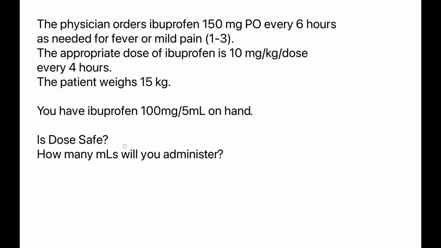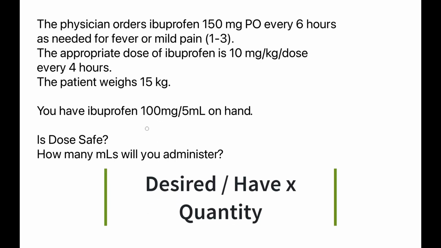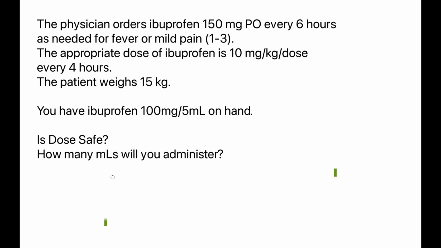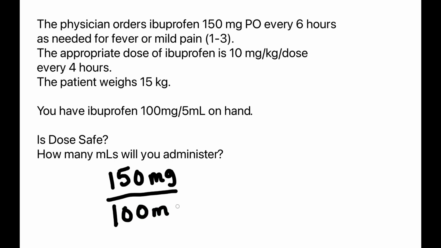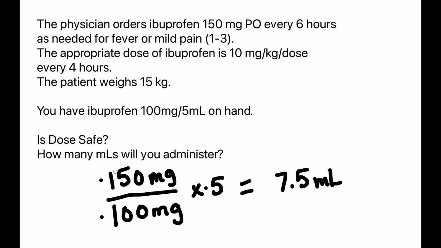Now that we've figured out that yes, our dose is safe, we need to figure out how many mLs to administer. Well, in this case, we know that we have 150 milligrams that we want to give. On hand, we have 100 milligrams, and our quantity is 5. So to figure this out, you could take 150 divided by 100 times 5, which gives you 7.5 mLs.